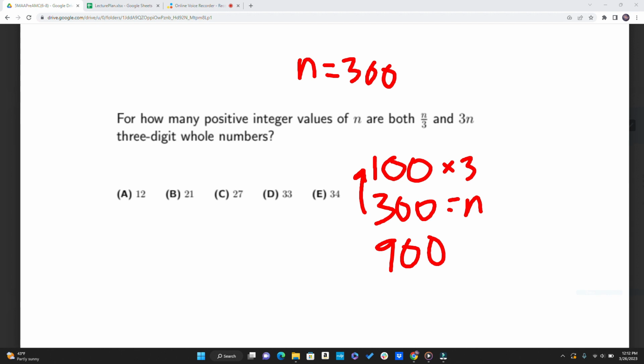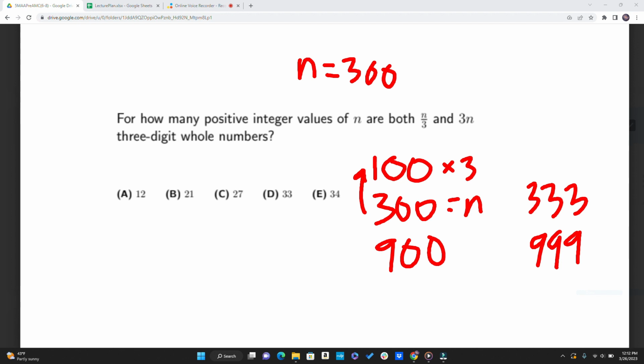Well, our biggest would only work if you could multiply it by 3 and still get a 3-digit whole number. So what's our biggest 3-digit whole number? That's 999, right? Biggest 3-digit whole number. We could divide that by 3. We would get 333.